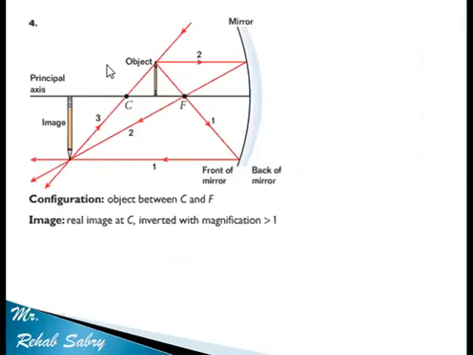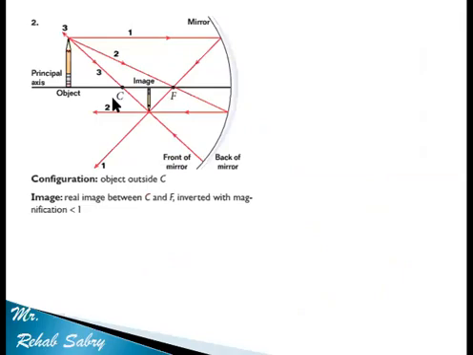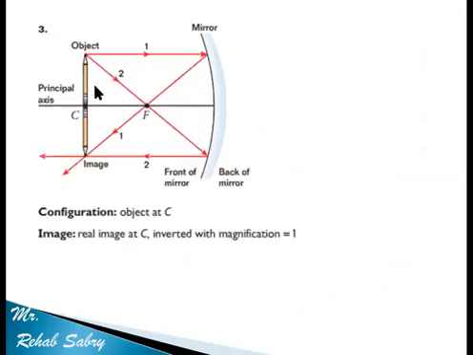Okay, let's clear the drawing and go further. Here we bring the object between C and F. In the previous one it was at C, and we will bring it closer, so it's between C and F.